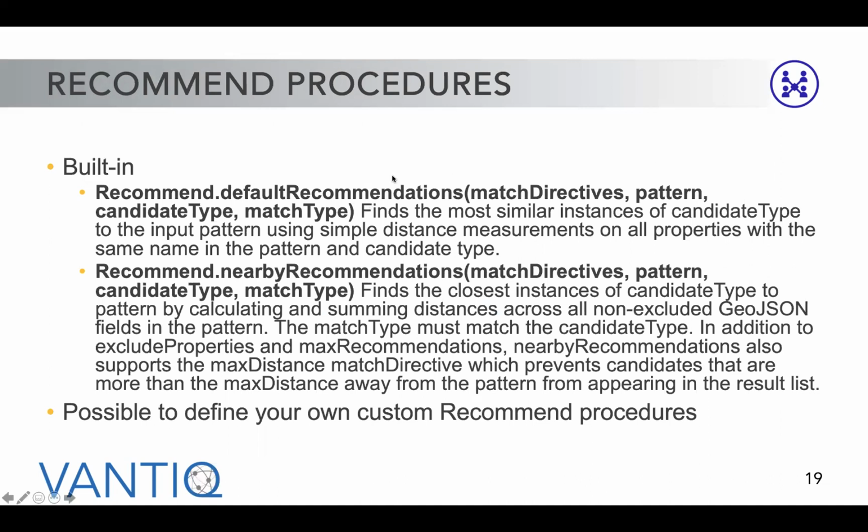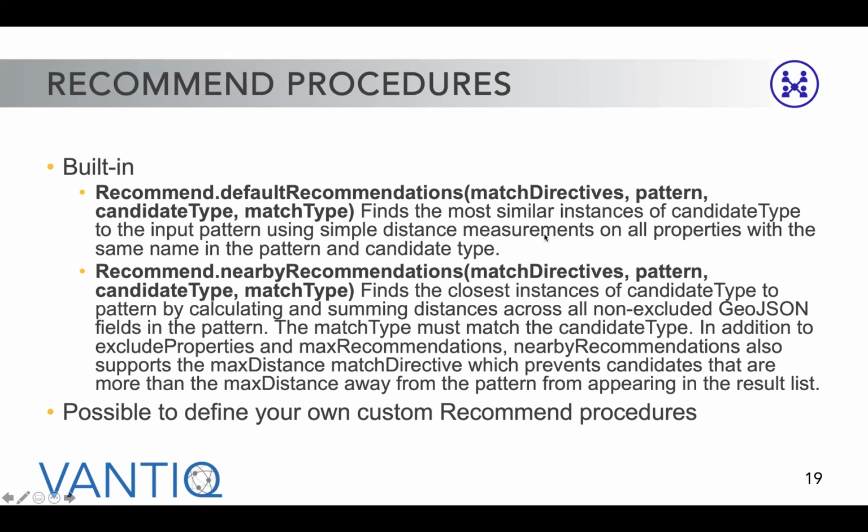There is a default recommendation and a nearby recommendation. The nearby, as the name says, will look for the closest instance of the candidate type that matches what you're looking for, based on, let's say, the destination of what you're looking for. And the default recommendation is looking for a best match based on measurements.